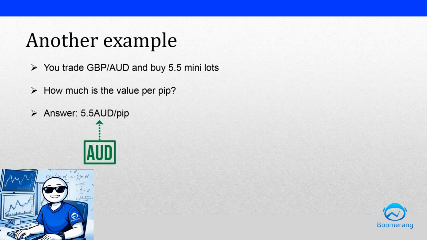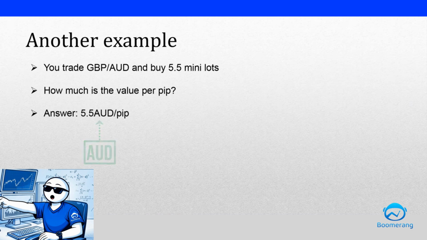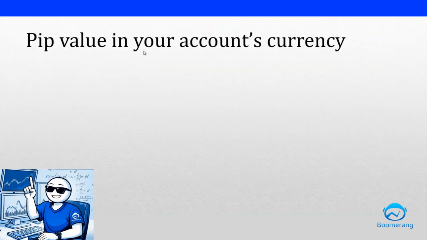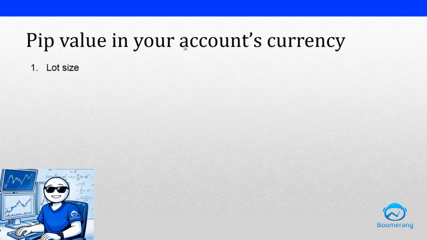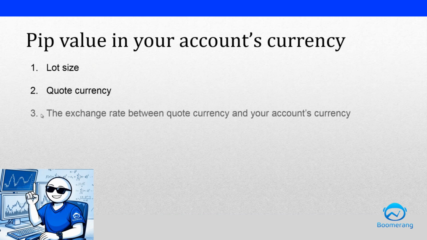So how do you actually translate this pip value into your own account currency if your own account currency is different from the quote currency? This is where we can take things a step further and find out the pip value in your account's currency if it is different from the quote currency. Again, you need a few things. Number one, the lot size. Number two is the quote currency. And number three is the exchange rate between the quote currency and your account's currency.